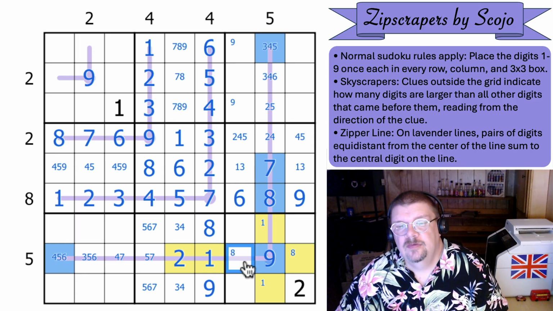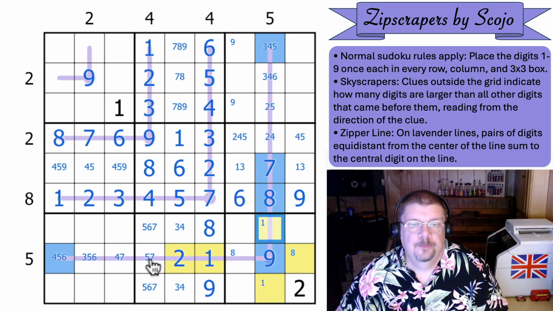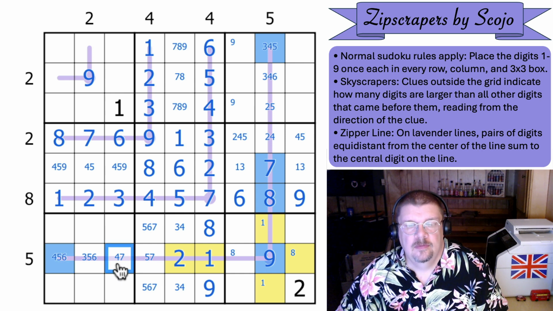Okay, this can't be a 7, because this can't be a 2, because of this 2 here. So that means that 7 is in one of those two. If this were 7, that would not be seen. This one definitely would be seen. So we'd have 1, 2, 3.